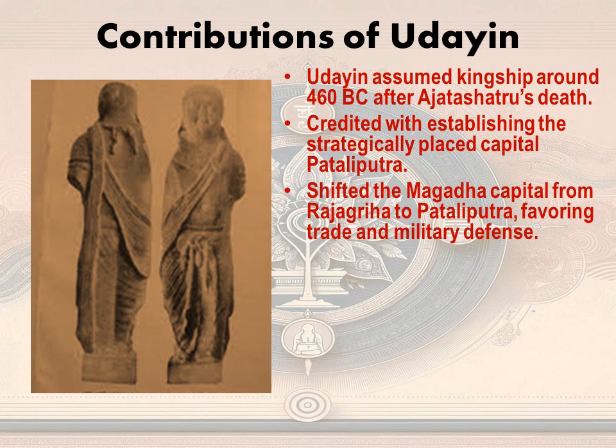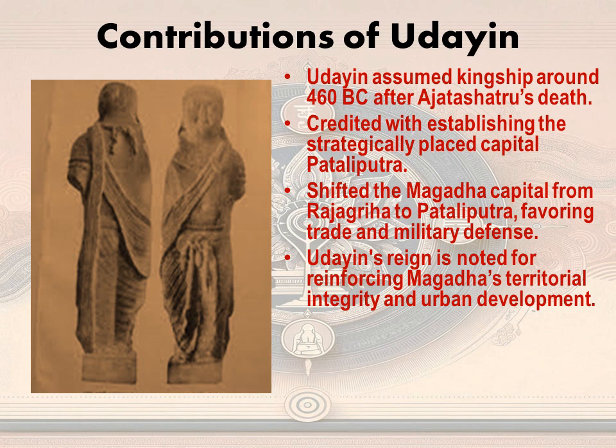He shifted the Magadha capital from Rajagriha to Pataliputra, favoring trade and military defense. Pataliputra was a location which was favored both for trade advantages and also for military defense. Thus, Udain shifted the capital of Magadha from Rajagriha to Pataliputra. Udain's reign is noted for reinforcing Magadha's territorial integrity and urban development. So he is very much influential for his role in reintegrating the urban development of Magadha.